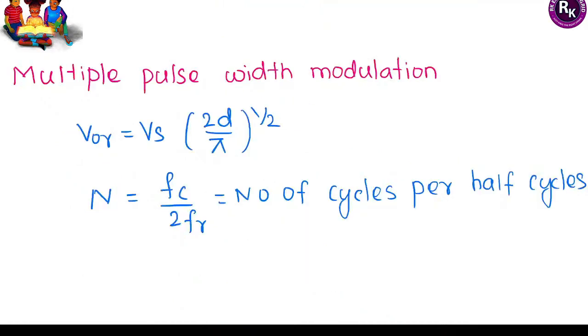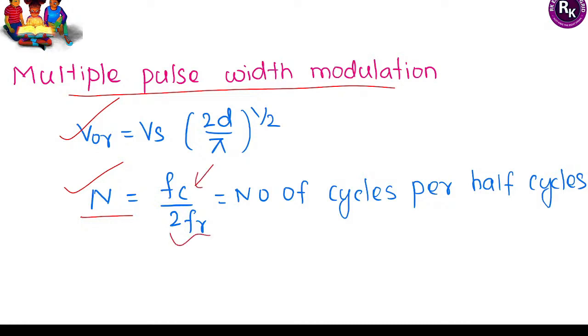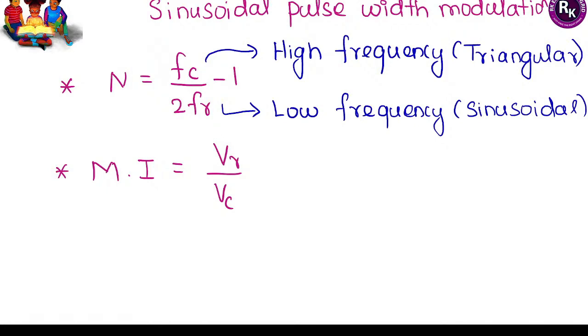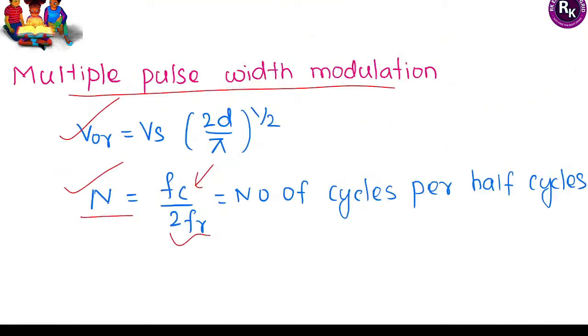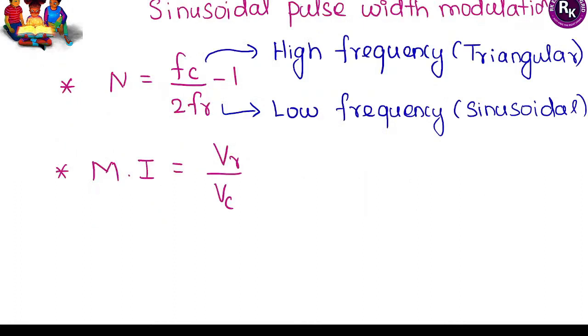Next, the other important things, while talking about multiple pulse width modulation: remember the expression for V naught RMS. Then you have to know how to calculate the total number of cycles for each and every half cycle of the sinusoidal cycle we are considering. For each half cycle, the total number of cycles will be calculated with the help of carrier frequency divided by 2 times the reference frequency. Now, while talking about sinusoidal pulse width modulation, the formula will be different. So this is for multiple pulse width modulation. Specifically, if you are talking about sinusoidal pulse width modulation, this is the formula to calculate the number of cycles per half cycle of each and every cycle.